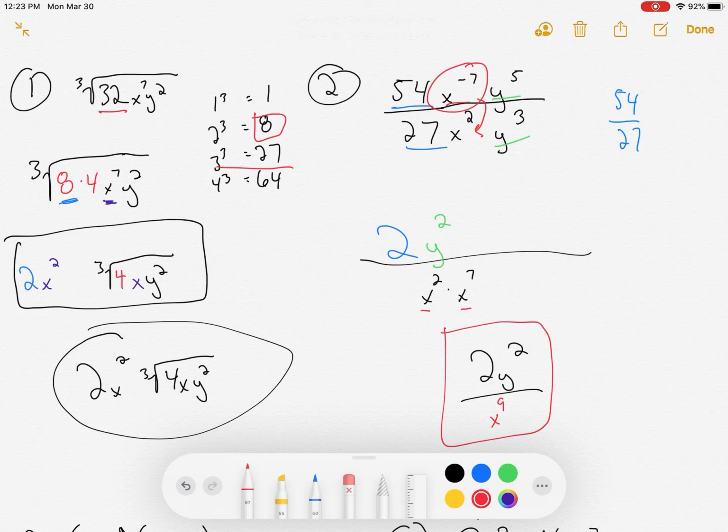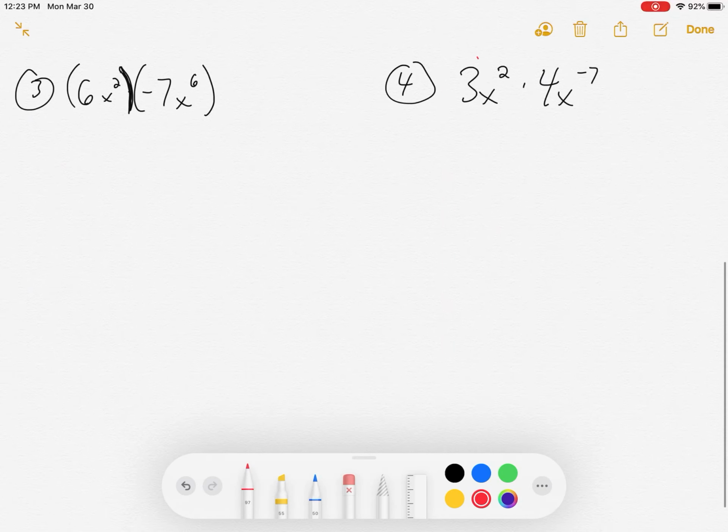The key there is, with numbers, we just reduce or divide. With exponents, we add or subtract the exponents after we get rid of the negatives. Okay, I only got 2 more here.